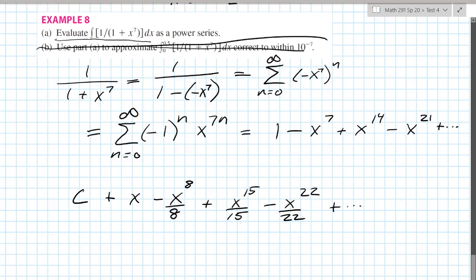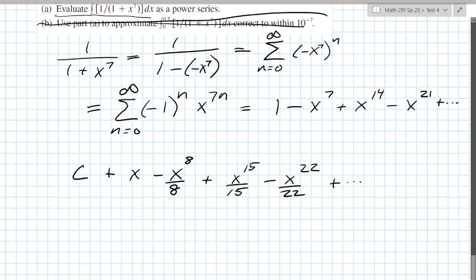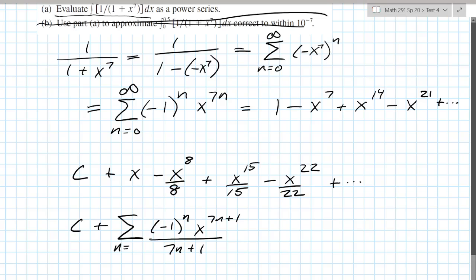Can we write this as an infinite sum? You know, we could if we wanted. We could do c plus the sum of negative 1 to the n, x to the 7n plus 1 divided by 7n plus 1. Now, does it make sense to start at n equals 0? At n equals 0, the first coefficient is positive. The exponent is 1. That works out. The denominator is 1. So that is our integral.